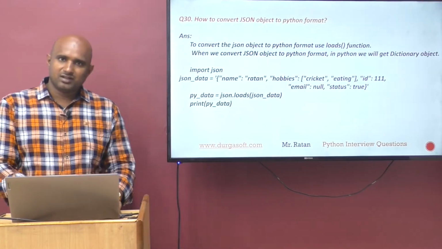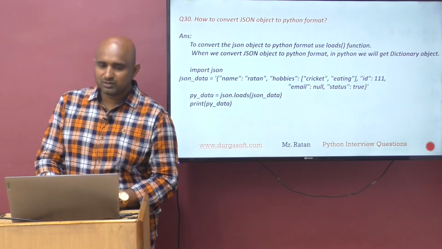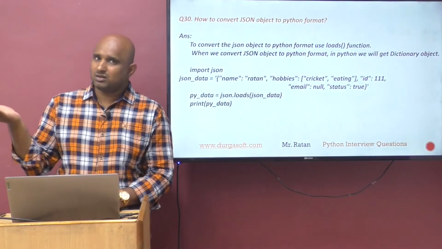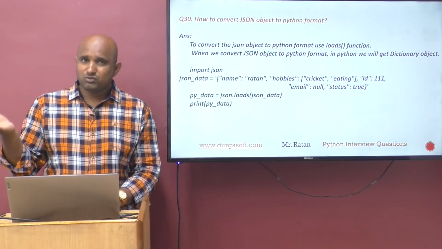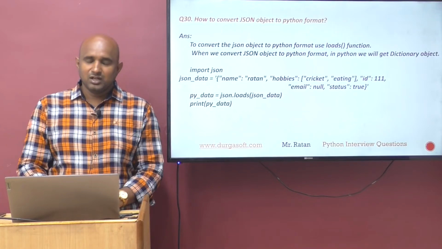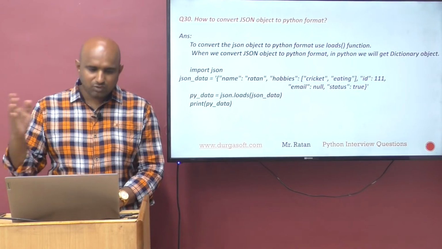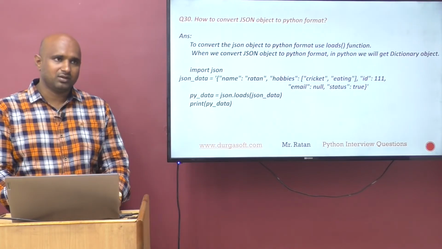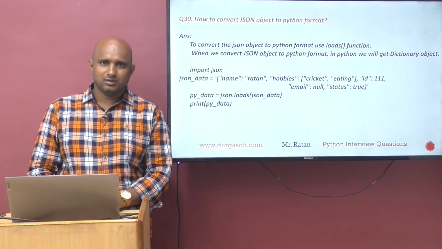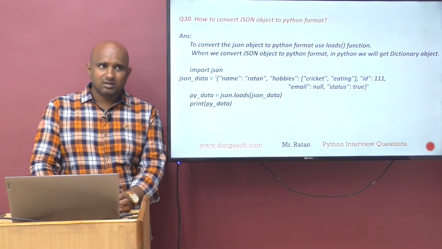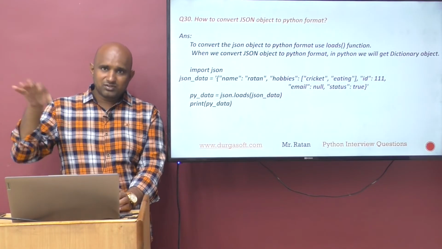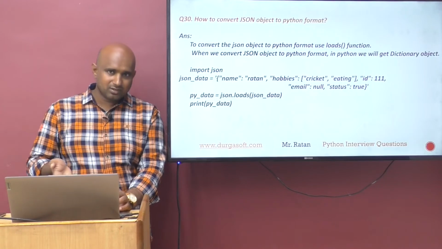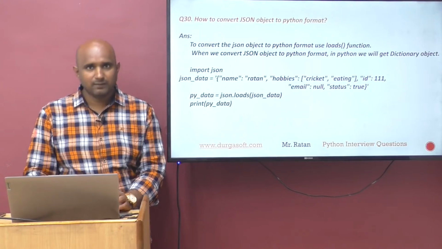So we need the Python data. That's what we need to convert: JSON object to Python format. To convert that, we can go for the loads function. In the previous video we discussed Python to JSON, which means dumps. JSON to Python means loads, we have to use loads.